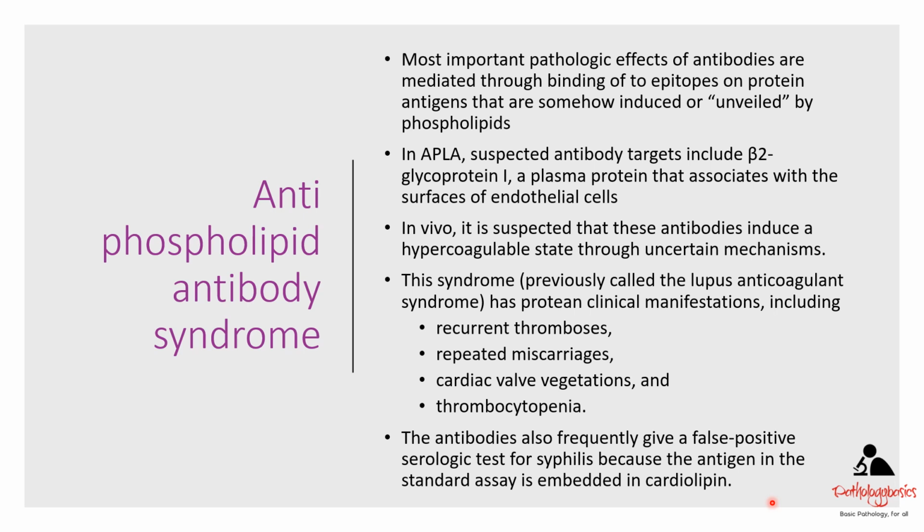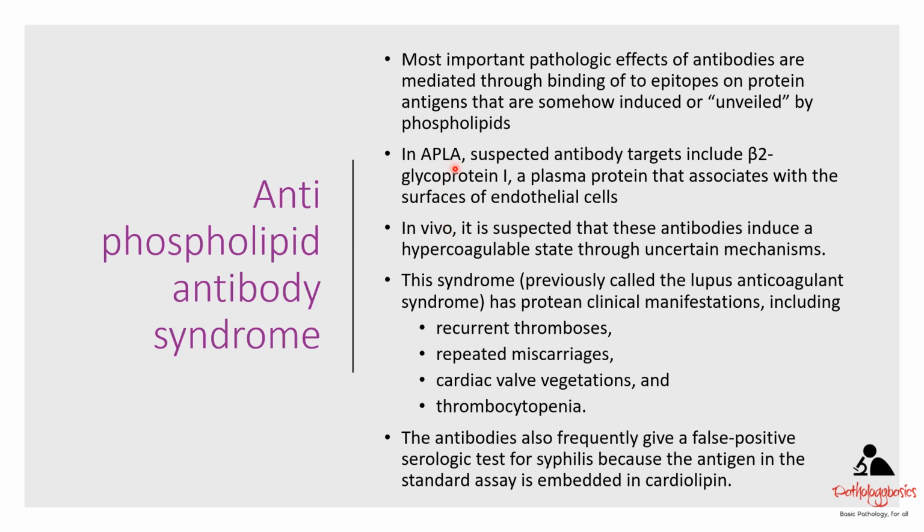What are the clinical manifestations of this syndrome? This syndrome was previously also called the lupus anticoagulant syndrome. It has many manifestations, like recurrent thrombosis, recurrent miscarriage, and vegetations on the cardiac valves. The platelets are used up, which leads to thrombocytopenia, so it's a very hypercoagulable state. Right? In vivo this happens.